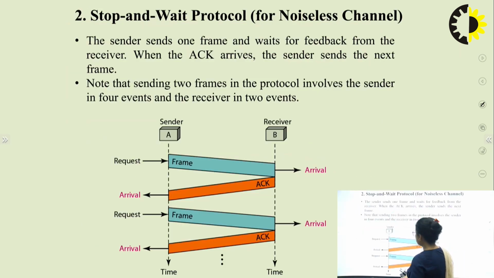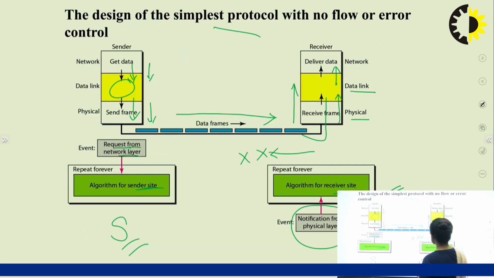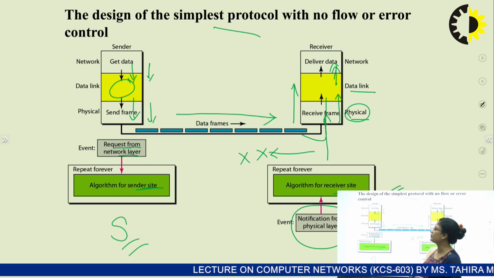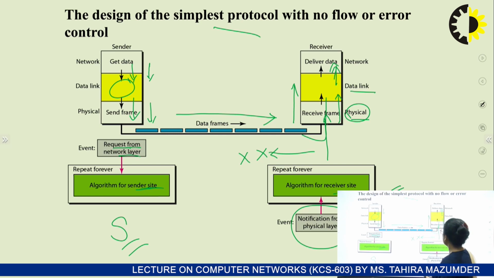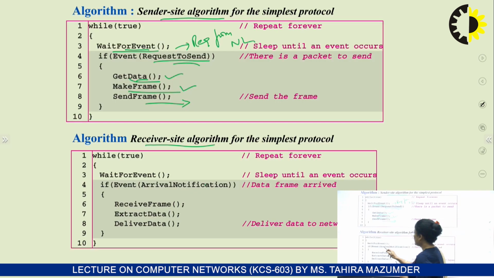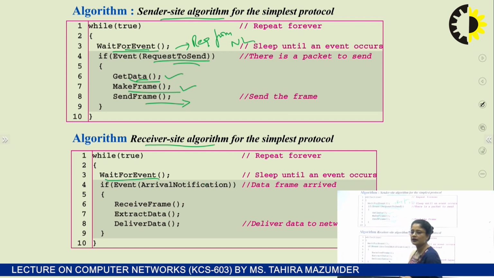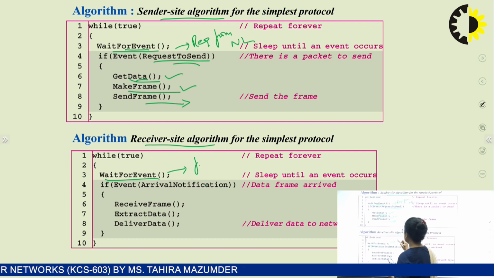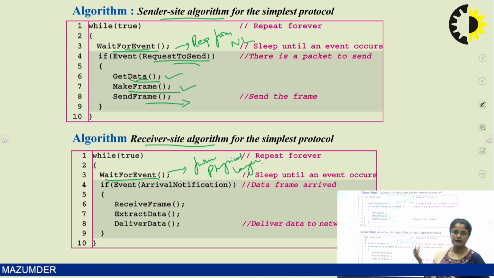Now, at the receiver's end, the data is coming from the physical layer, and then it is to be delivered to the network layer. That means the notification for receiving the data will be coming from the physical layer. So at the receiver's end, again the algorithm that is running will wait for an event. And what is the event? The event will be a notification that will come from which layer? From the physical layer. Fine, because why so? Because it is at the receiver's end.